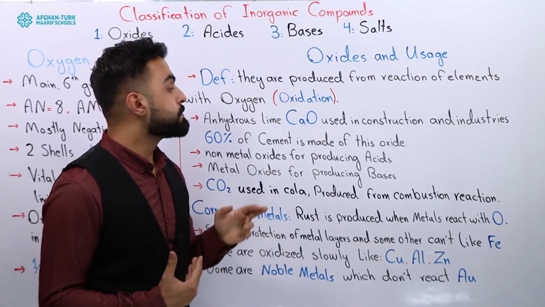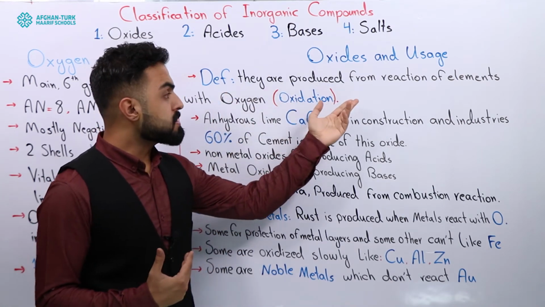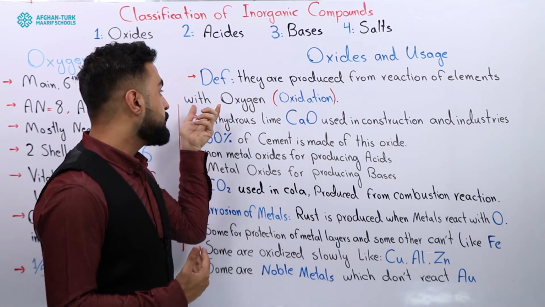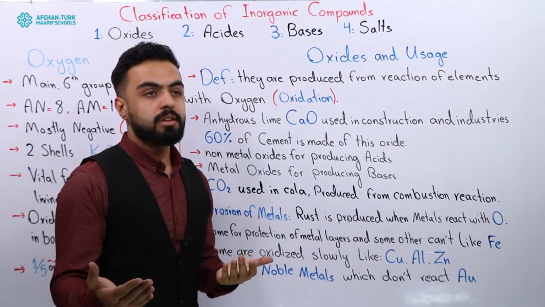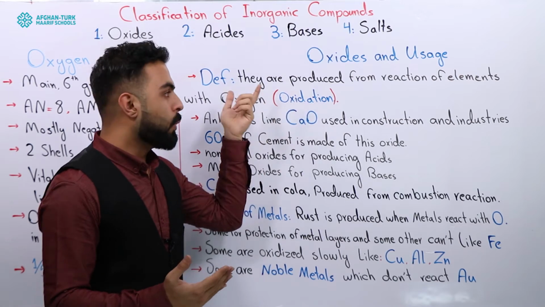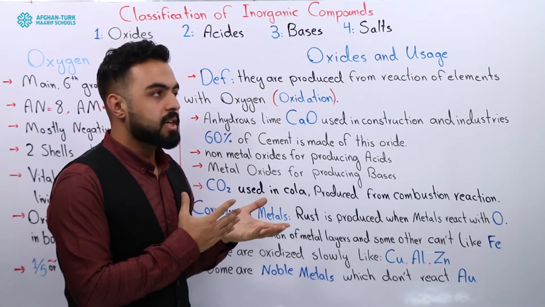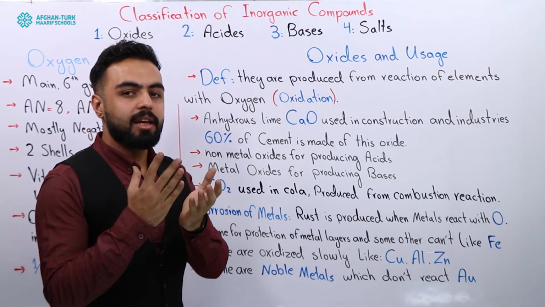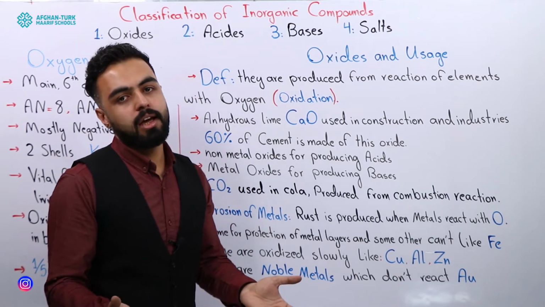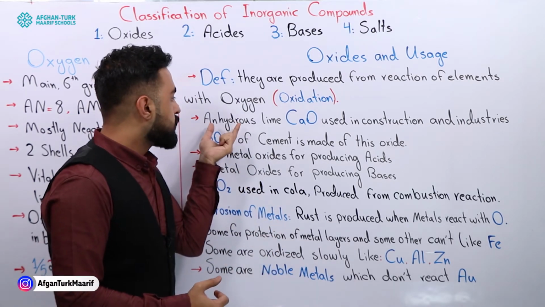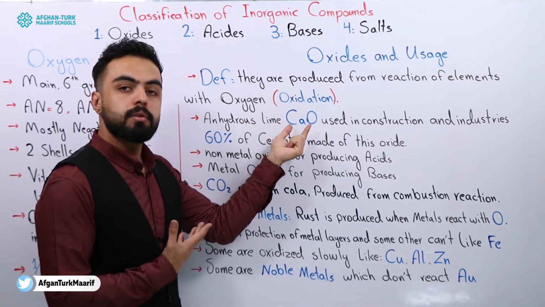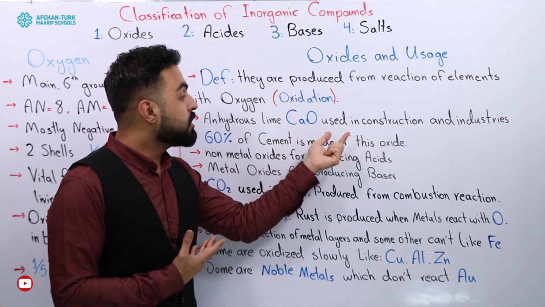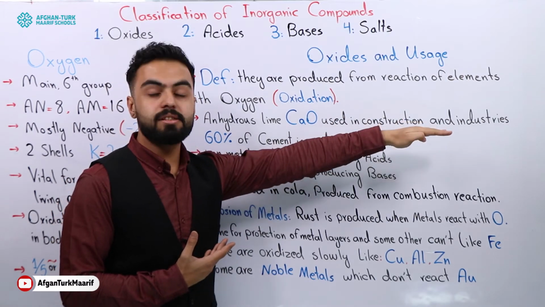The definition: oxides are produced from the reaction of elements with oxygen. This definition we have studied in oxidation, the same definition. When elements react with oxygen, the compounds are called oxides. So easy. So where do we use them? Anhydrous lime, calcium oxide, is used in construction and industries.